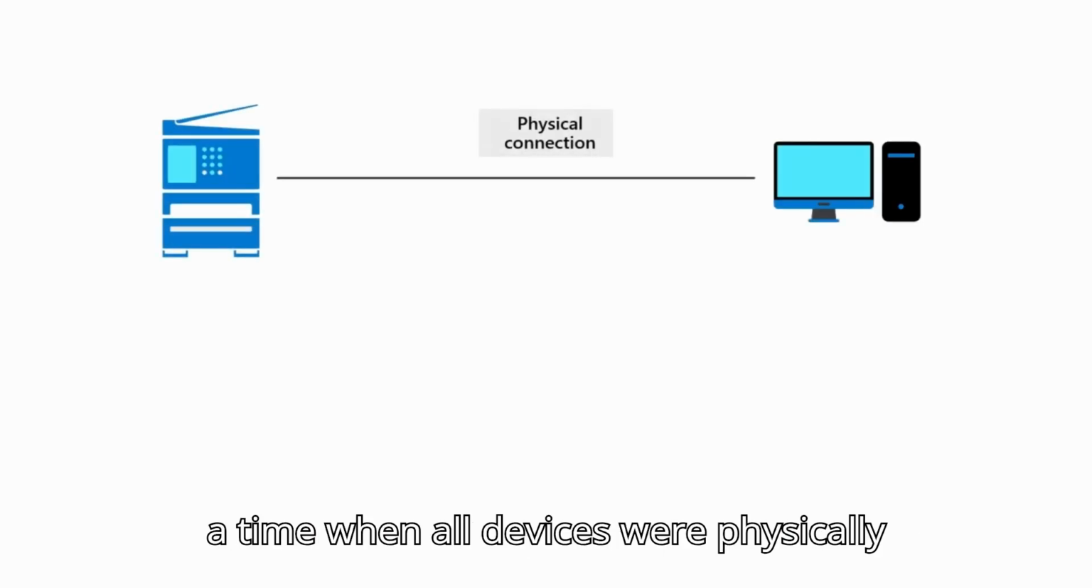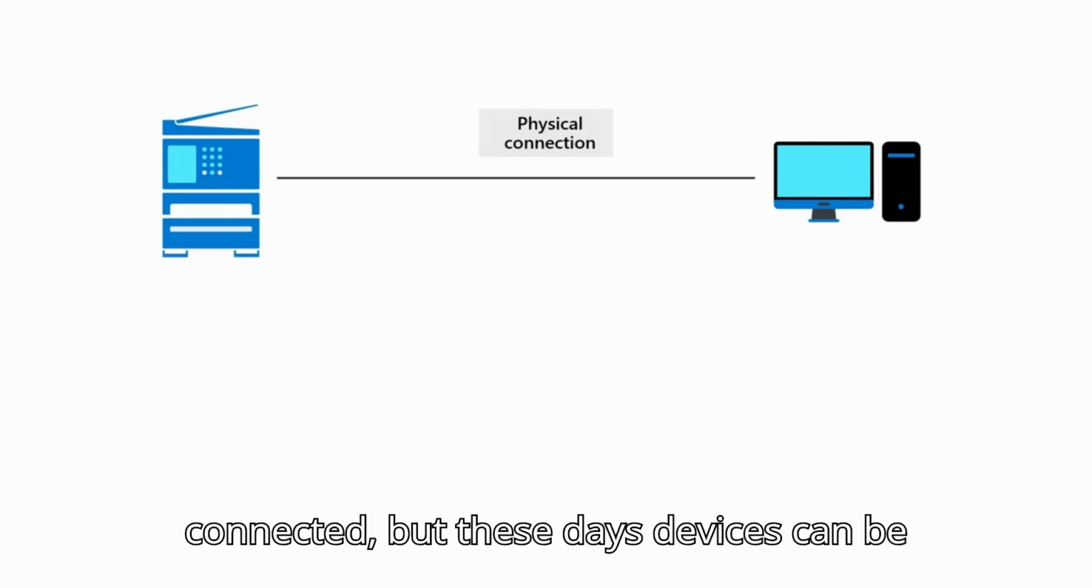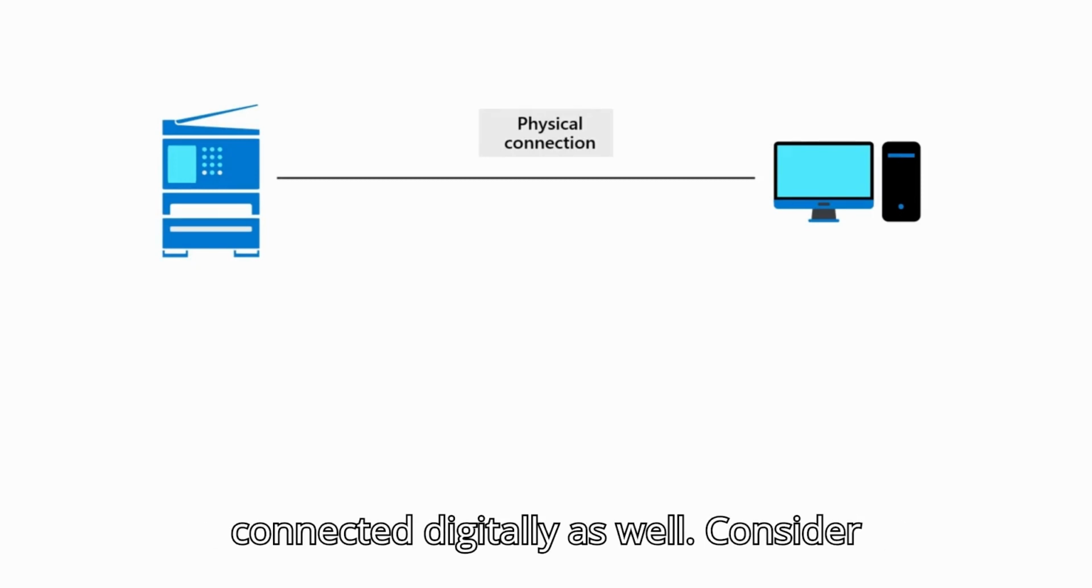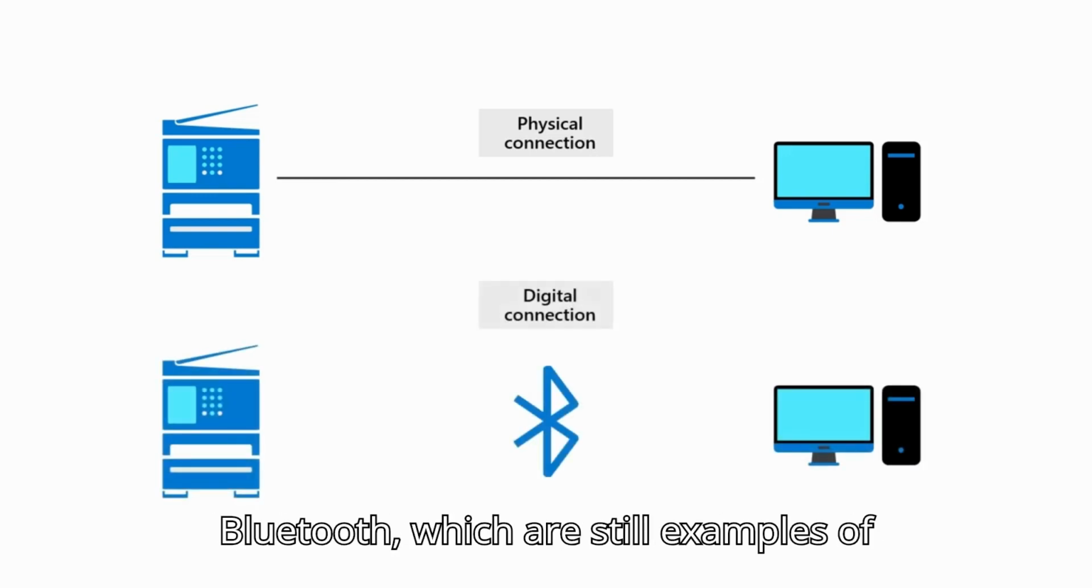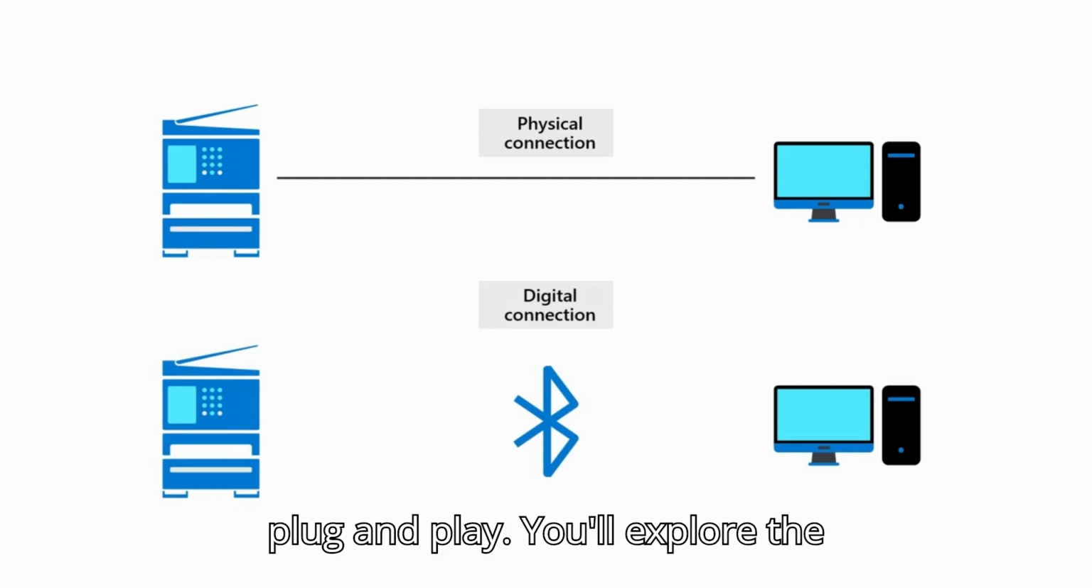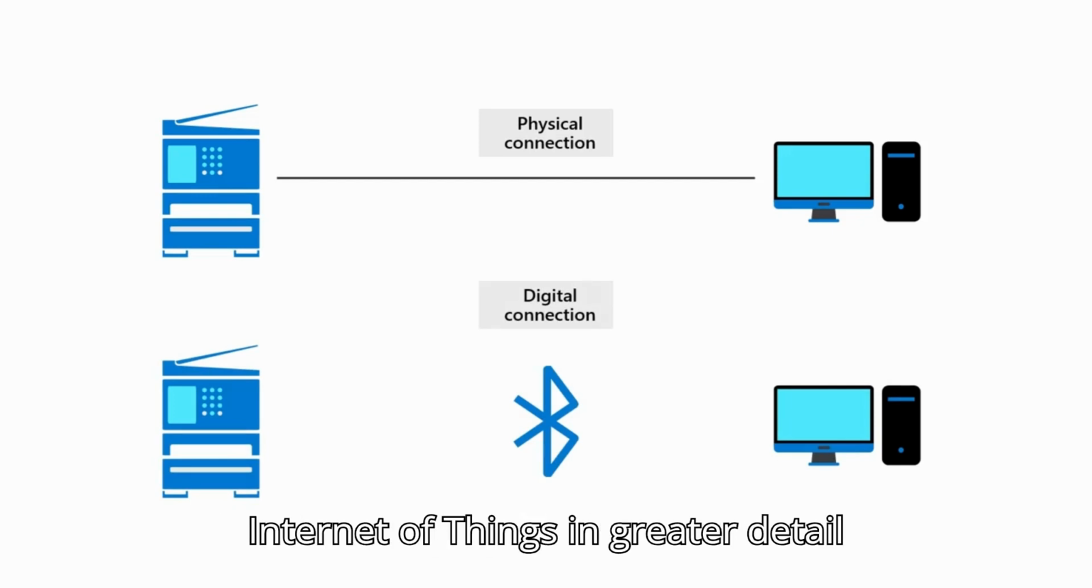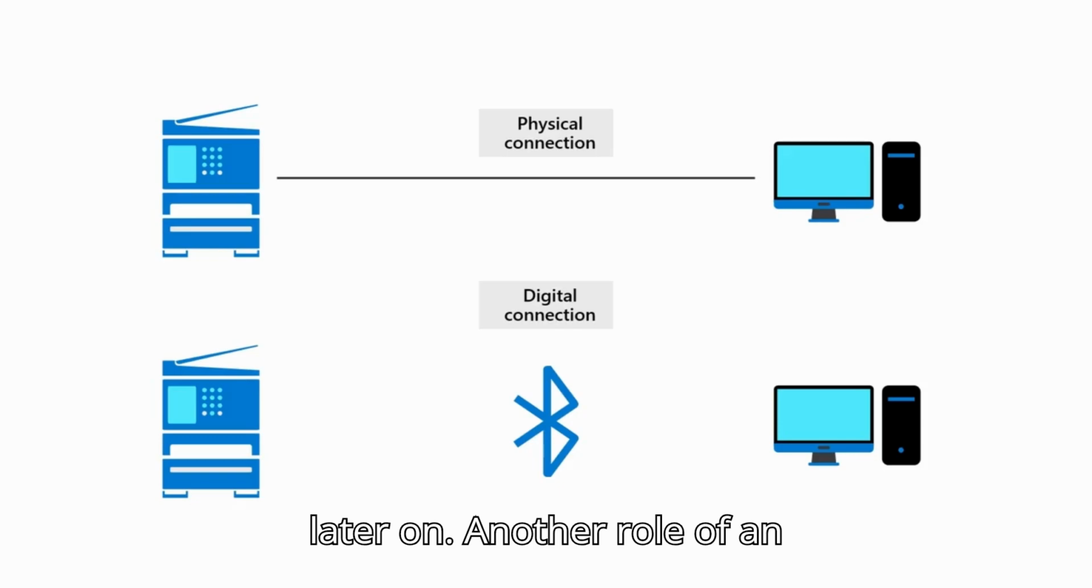Plug-and-play comes from a time when all devices were physically connected, but these days devices can be connected digitally as well. Consider printers or any device found on the Internet of Things that can connect via Bluetooth, which are still examples of plug and play. You'll explore the Internet of Things in greater detail later on.